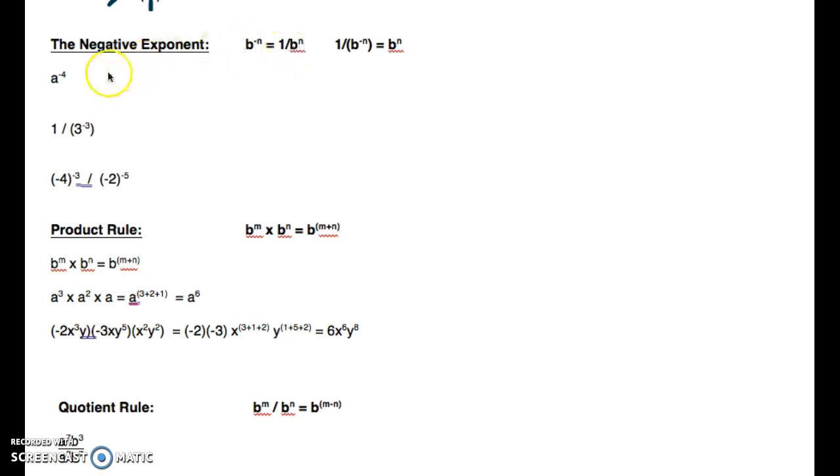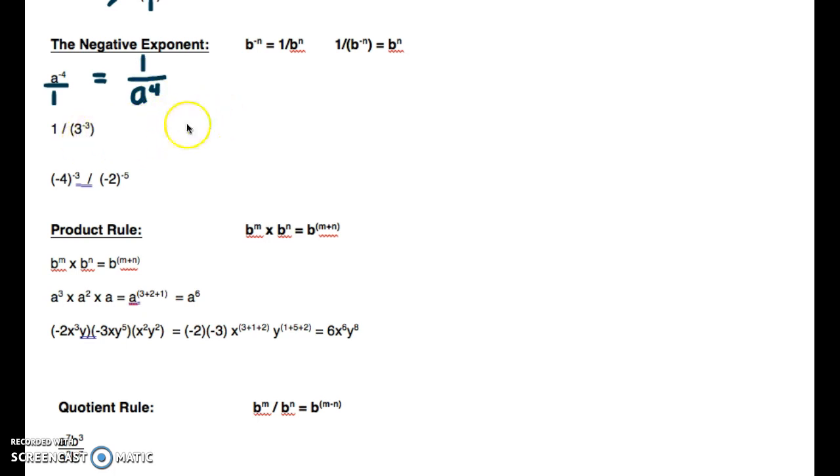Here's an example, a to the negative fourth. However you write that using a positive exponent, I say, okay, it's a negative exponent, which means it now needs to be going downstairs. Right now it's written like this, a to the negative fourth over 1. But the negative exponent says move me downstairs, make me positive, and I become 1 over a to the fourth.